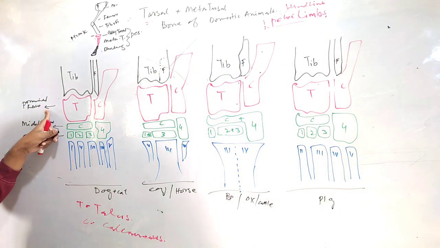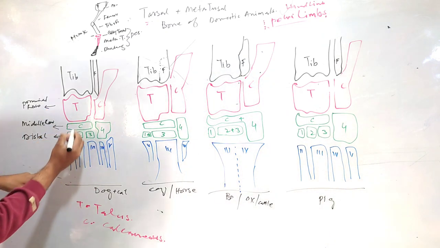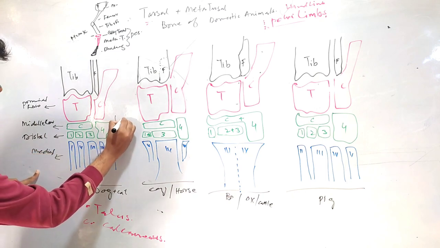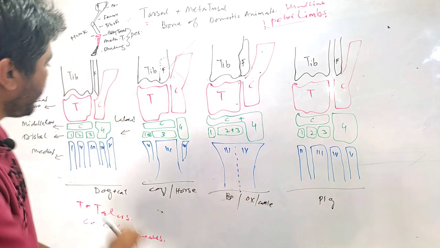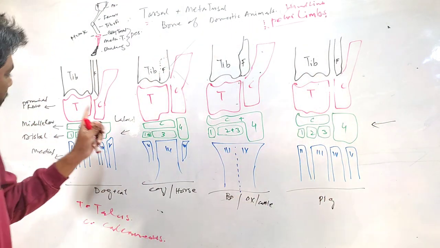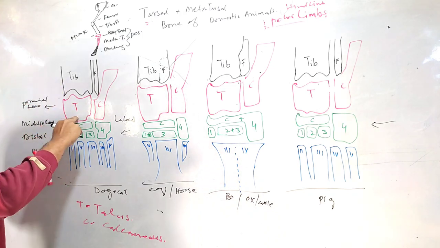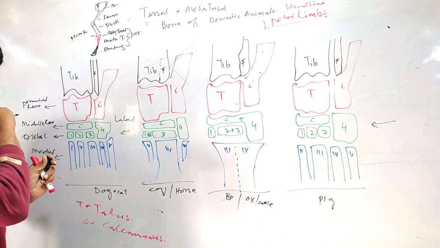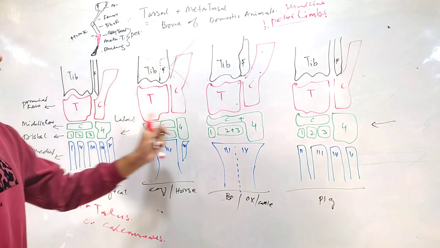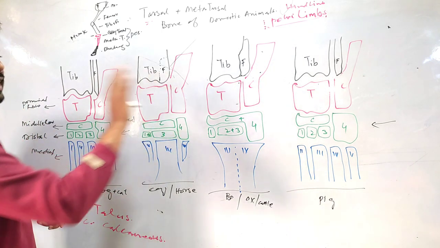The first tarsal row has two bones. One is talus, the other is calcaneus. Also, anatomically, this side is the medial side, and this one is the lateral side. In all these diagrams, from here this is the medial side, and from here this is the lateral side. Medially, the tibia forms a joint with what? Talus. So in the proximal row, mediolaterally, talus comes first, calcaneus comes second. So in all animals, the first proximal row has two bones, talus and calcaneus.